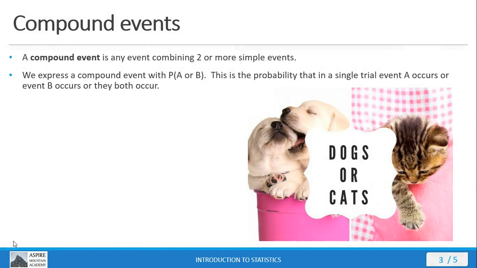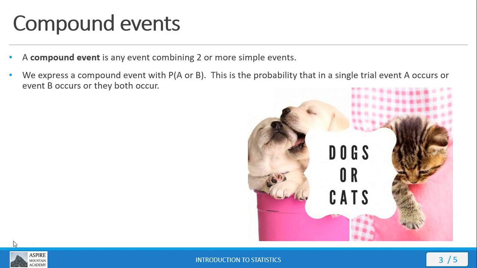What we're really looking at here is what we call a compound event. A compound event is any event combining two or more simple events. We express the compound event with the probability of A or B. This is the probability that in a single trial, event A occurs, or event B occurs, or they both occur.